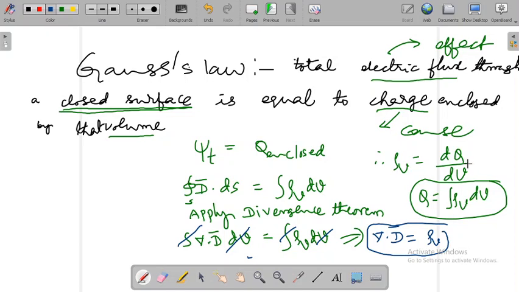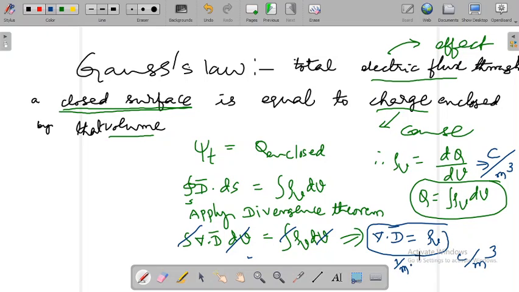The unit of this charge density: charge is measured in coulombs, C stands for coulombs, and volume is meter cube. So the unit of charge density is coulombs per meter cube. Observe these units. On the right hand side we have coulombs per meter cube. Let us consider the left hand side. What do we have?